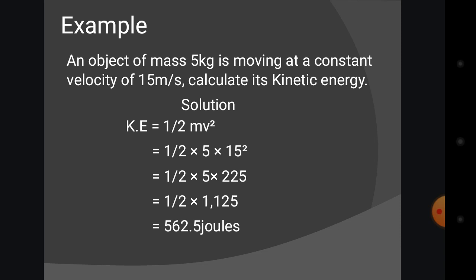Then multiplication of this 1125, then we will end up with 562.5. That is our answer, 562.5. This is the value that we end up with as the kinetic energy of the object moving at a constant velocity of 15 meter per second, and the mass of the object is 5 kilogram. So this is the kinetic energy.